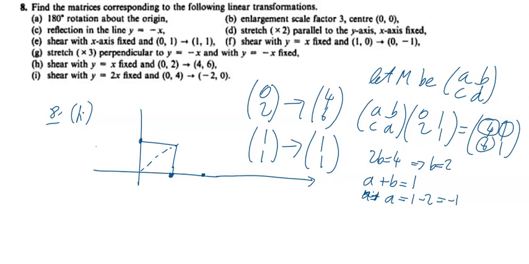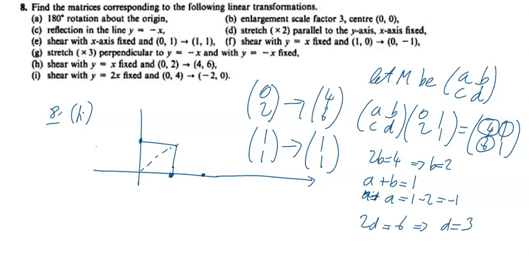Okay, my 6 here is in my second row, first column. So that's my second row times my first column. That's a D, believe it or not. So that's going to be 2D is equal to 6. Therefore, that's going to give me my D is equal to 3.